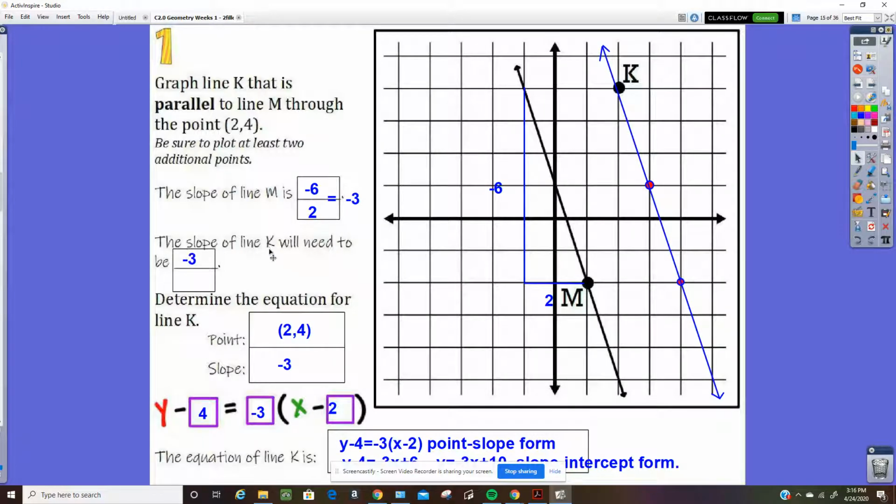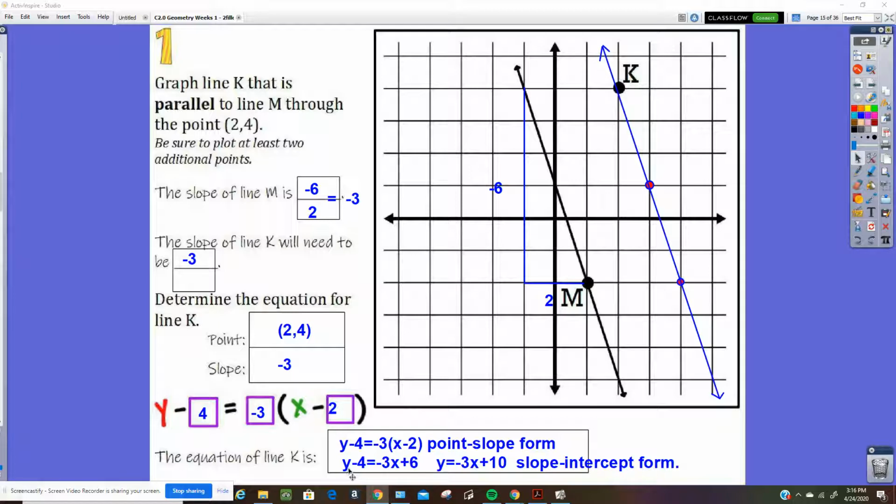And then the slope of the line through K would also need to be -3. So if lines are parallel, then they have the same slope. So now we have the point 2, 4 and the slope -3. So plugging into the formula here, I have y minus my y value, which is 4, and then my slope -3 times x minus my x value, which is 2. So here's the point slope formula line.